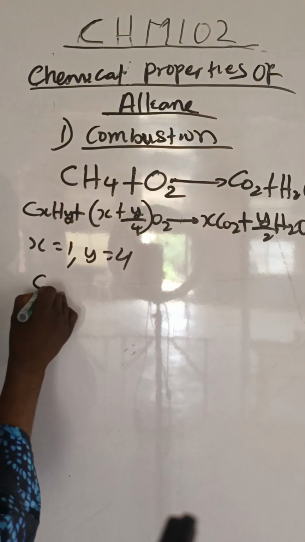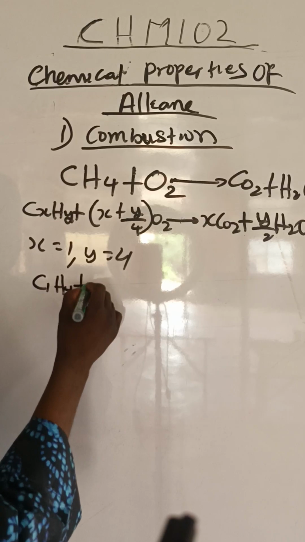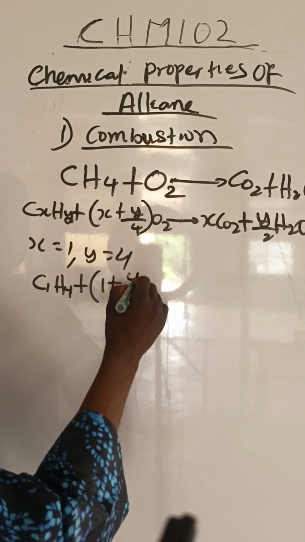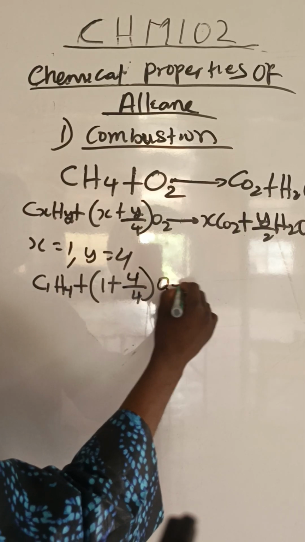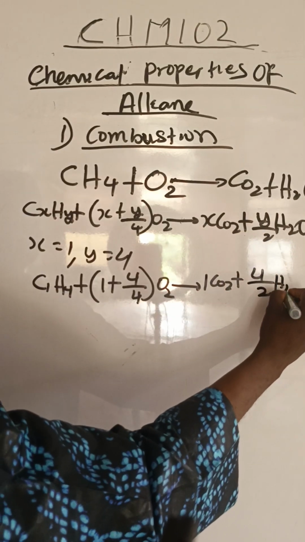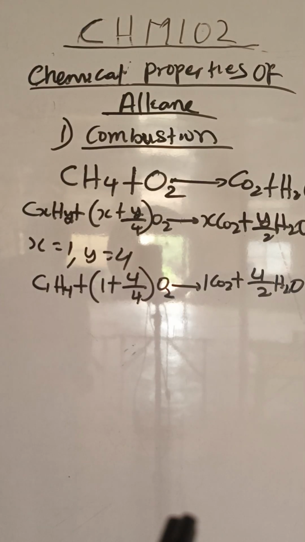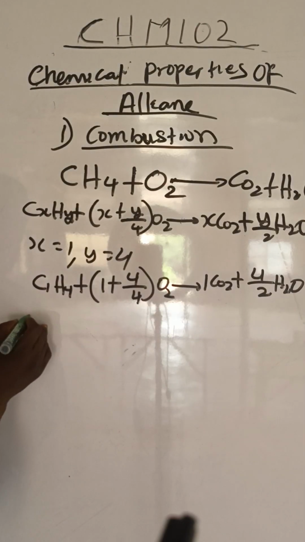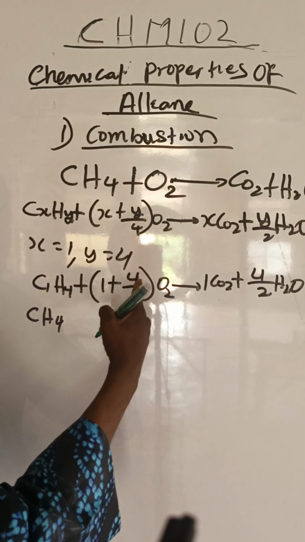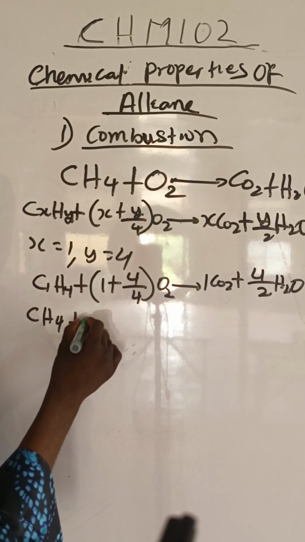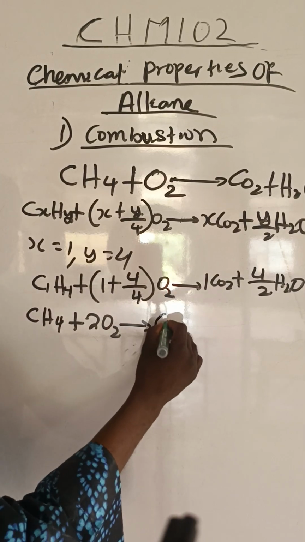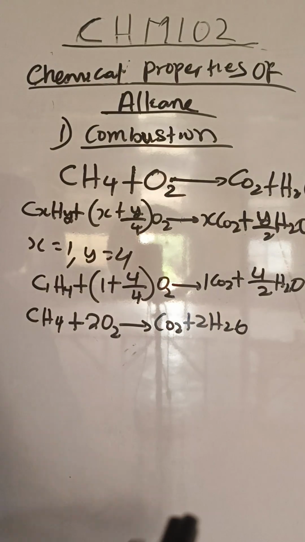Alright, let's put it there. That will be C1H4 plus, look at this x. Our x is what? Open bracket 1 plus, what is our y? 4 over 4, everything O2 to give. What is our x? 1 CO2 plus y is what? 4 over 2 H2O. Are you getting the point? Now, the next step, what will it give us? That will be CH4. If you divide this 4 by 4, that will be 1. 1 plus this one, 2. Everything in this bracket will now give us 2O2, then CO2 plus 2H2O.